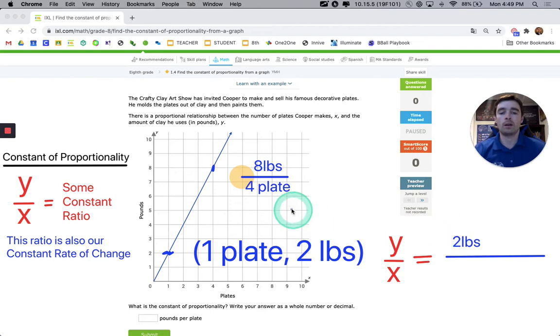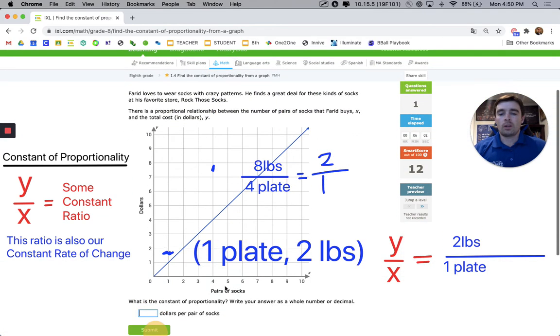We would get 2 pounds for every 1 plate, like we had down here. So that's our constant ratio. No matter what we pick out, all these points, when we do y divided by x, it's going to simplify down to be the ratio 2 over 1 at the end of the day. 8 divided by 4 is the same thing as 2 pounds for every 1 plate. So that's our constant for this first answer here.